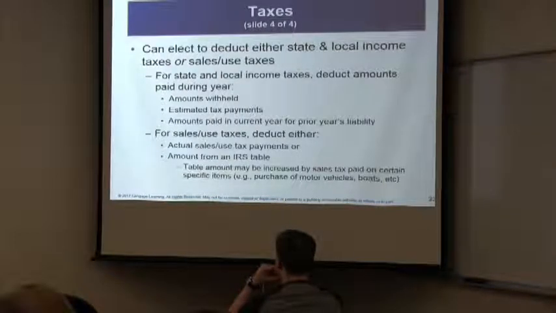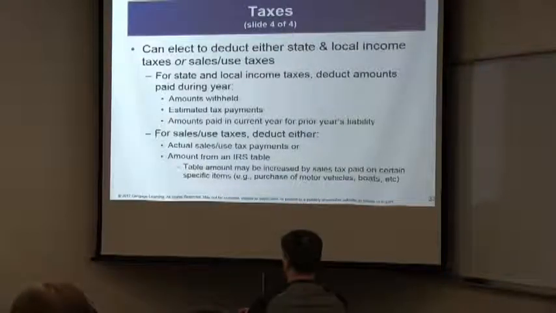For sales tax, there's 2 different methods you can use. You can either deduct the actual amount of sales tax that's paid, i.e. you keep your receipts, or there is a sales tax table that is put out by the IRS. I've done this. It's like a questionnaire. They ask you these questions, and then they tell you, okay, based upon the size of your family and where you live, your estimated sales tax is $1,000 or whatever. And if you use the amount from that table, you don't have to have receipts. So those are your 2 options.